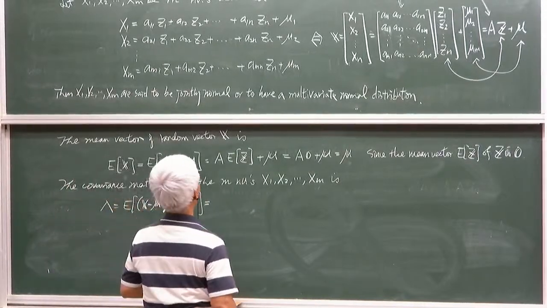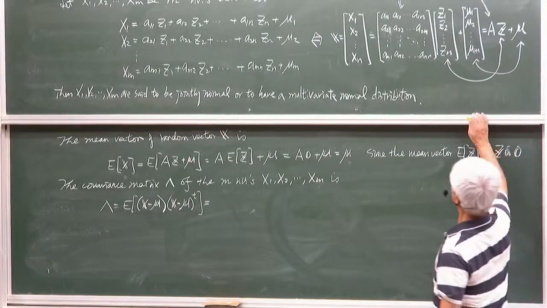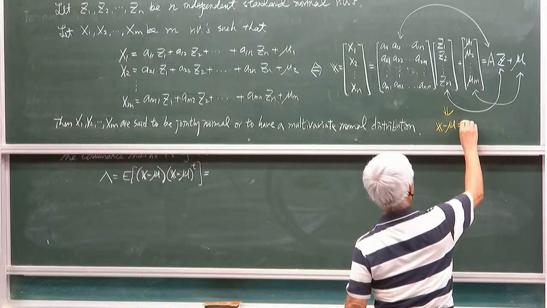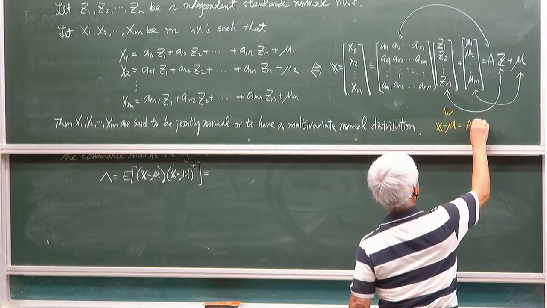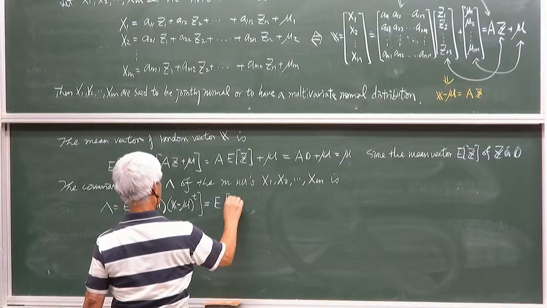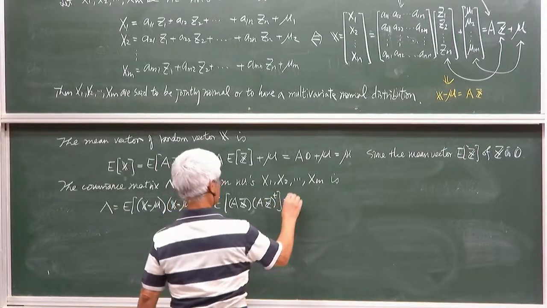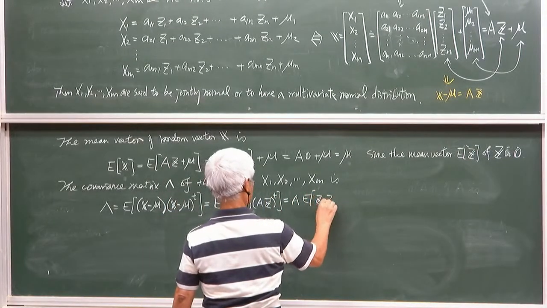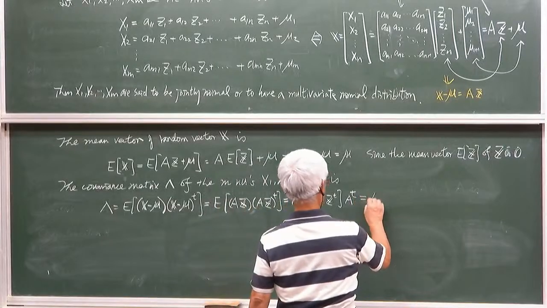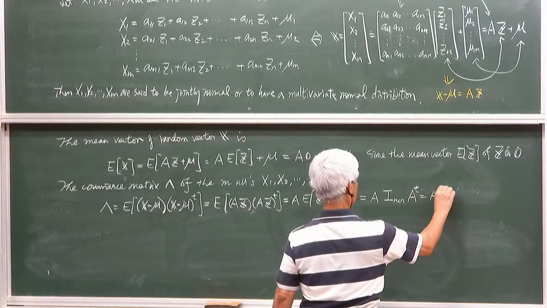Okay. All right. But as we know from here, which means that X minus mu is equal to AZ. So the expectation of AZ Z transpose A transpose is A times the expectation of Z Z transpose, times A transpose. And this is A, identity n times n, and A transpose. So it's A times A transpose.